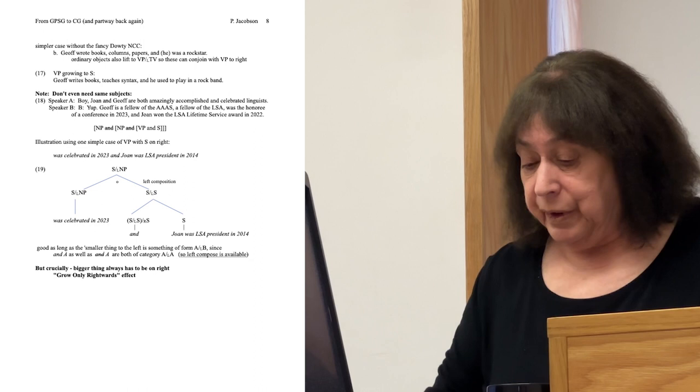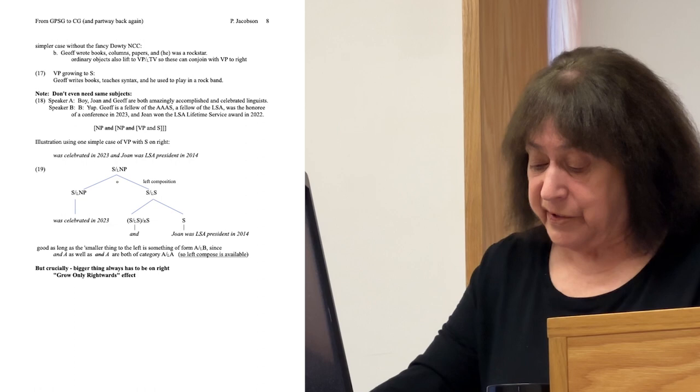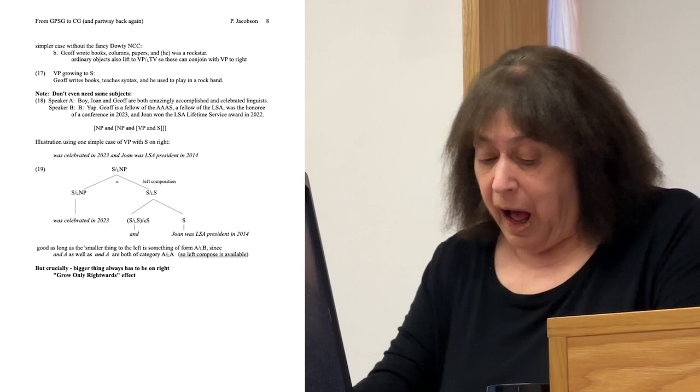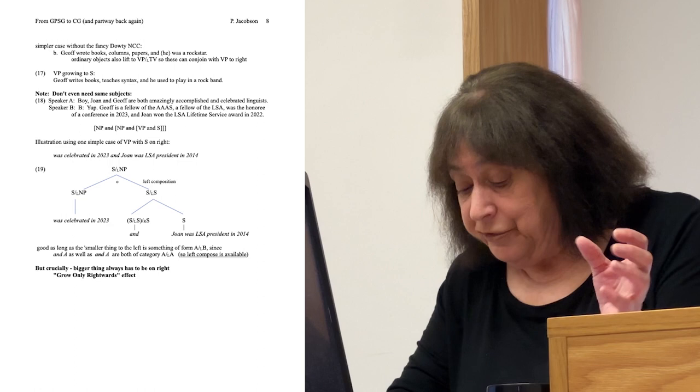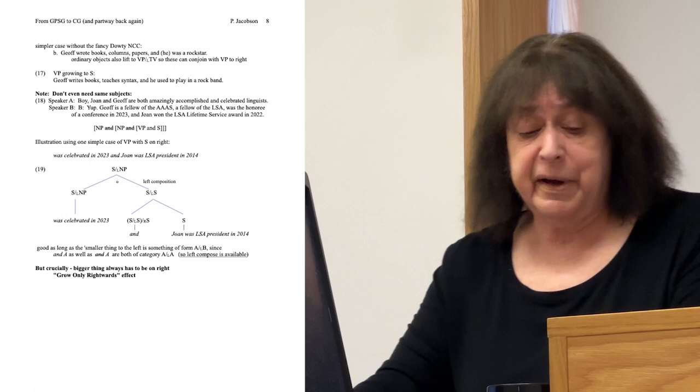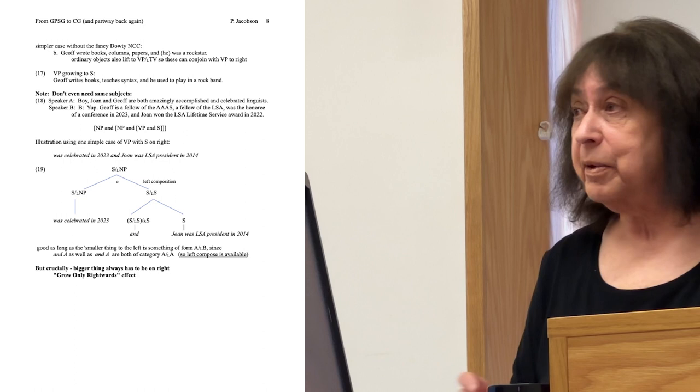We can get simpler cases like Jeff wrote books, columns, papers, and he was a rock star. So, or and was a rock star. So you can get NP, NP, NP, and then like this much bigger thing, a VP or even a full S. What do I have here? VP grow to S, yes. So we can conjoin a bunch of VPs with this silent and then at the very end have an S. Jeff writes books, teaches syntax, and he used to play in a rock band. So these are really kind of surprising. When I first heard about these, I thought, oh, well, that's kind of a problem. And then I realized it's not a problem. I remember they actually come out with no problem.